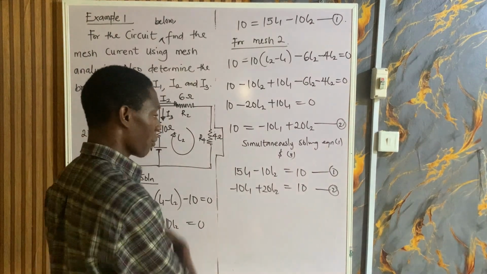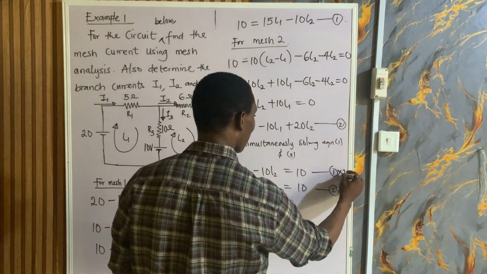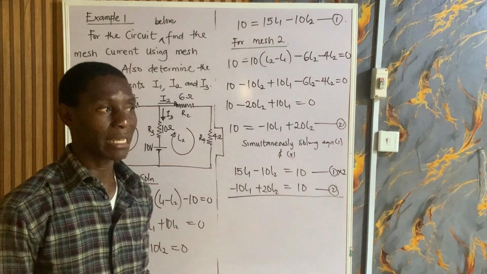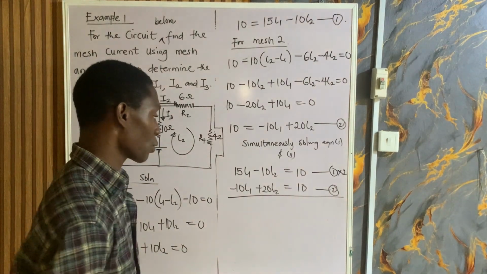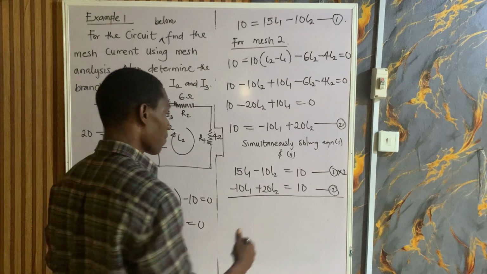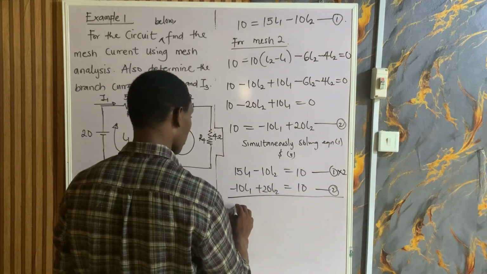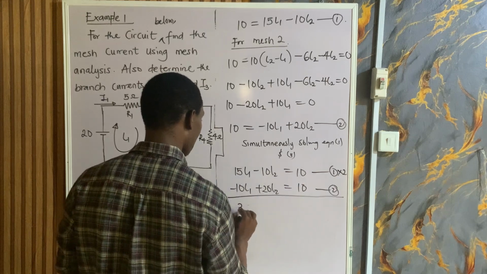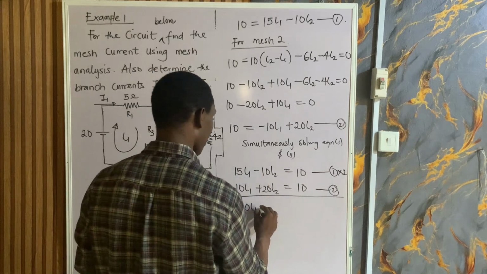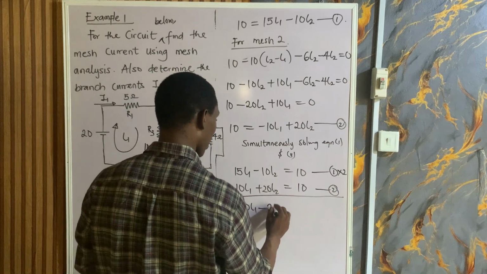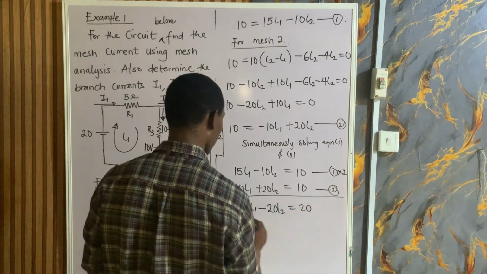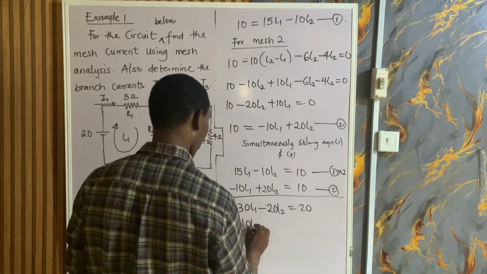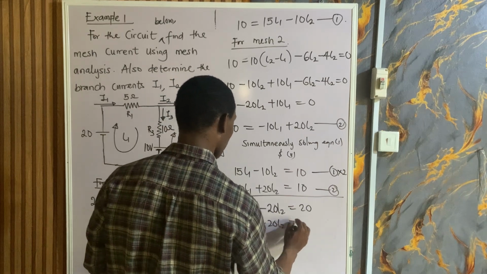But this is example 1, so let's quickly solve this question. I just simply multiply equation 1 by 2. So if you've not learned simultaneous equations, you can go and watch our gifted brain video on simultaneous equations too. I'll also drop the link in my bio. So this is 2 times this now. 2 times this will give us 30 I1 and then minus 20 I2 is equal to 20. This one, I'm leaving it the way it is. Minus 10 I1 plus 20 I2 is equal to 10.